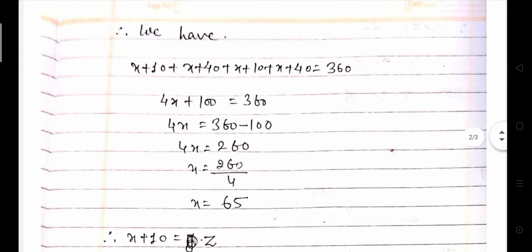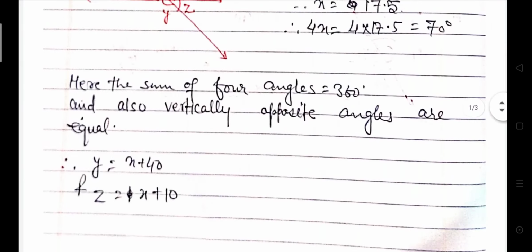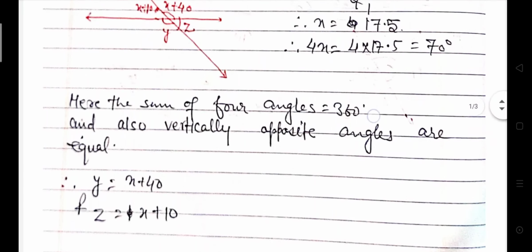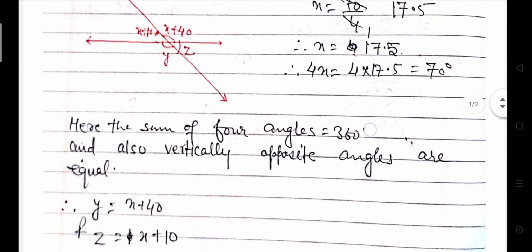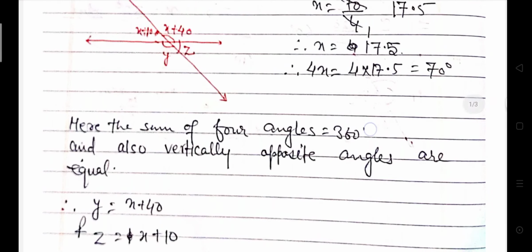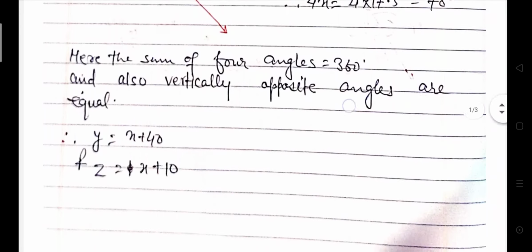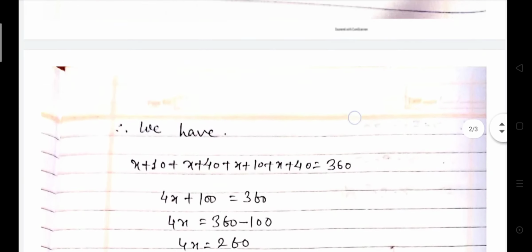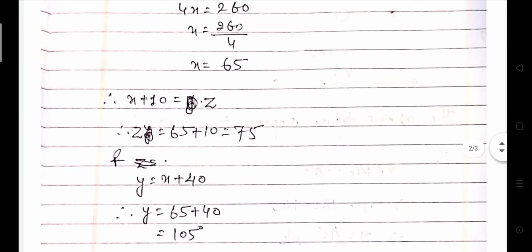So students, you must still remember that the values of vertically opposite angles are always equal. That is why we write here the value of y is equal to x plus 40 and the value of z is equal to x plus 10, because x plus 40 and y are vertically opposite, that is why they are equal, and x plus 10 and z are vertically opposite angles, so they are equal, and hence by applying this we can find the value of x, y and z.